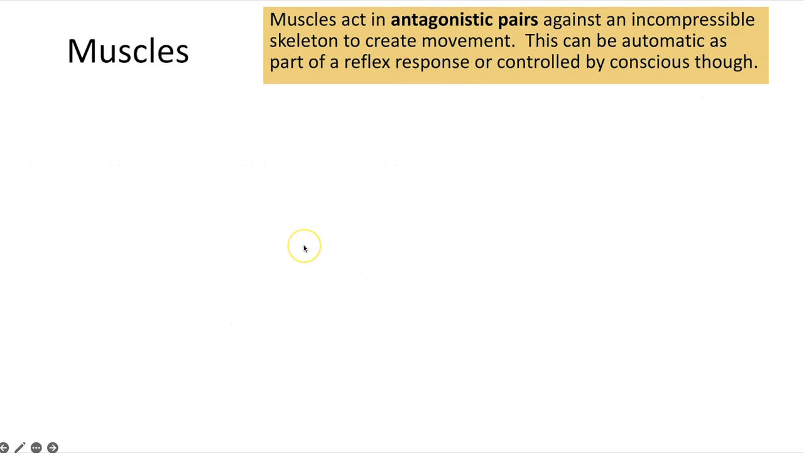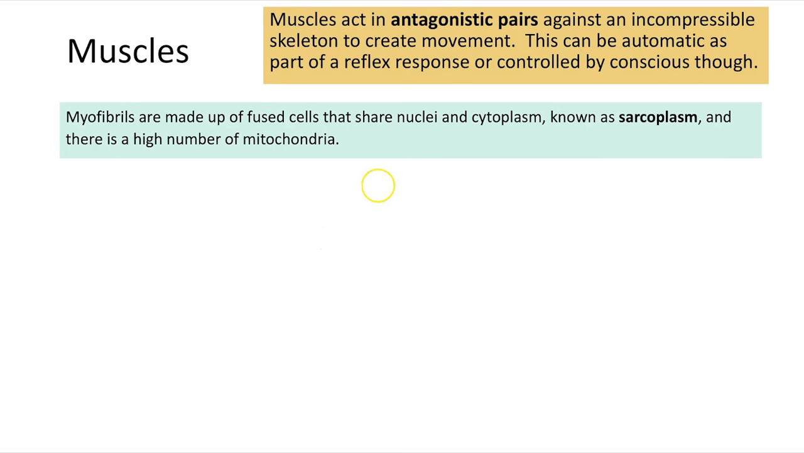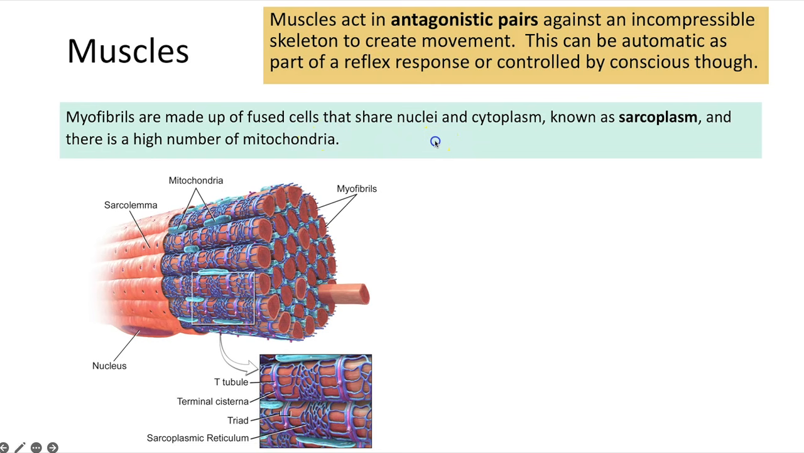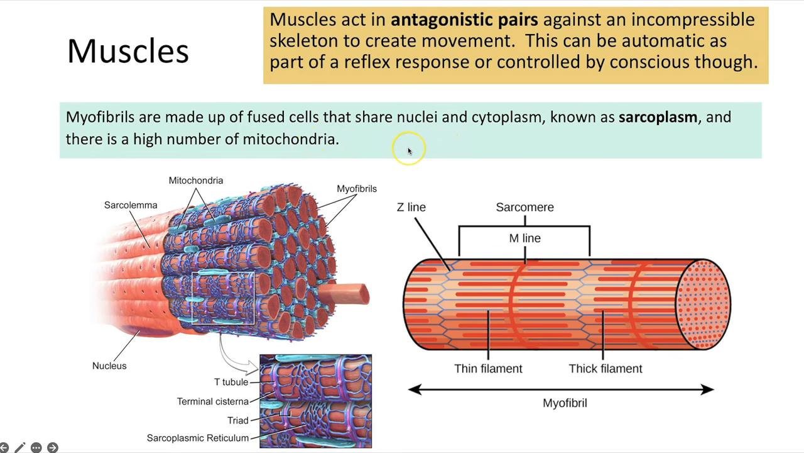So that leads us on to the structure of muscles, and how we get that contraction. So muscles always act in antagonistic pairs, which means one contracts, the other relaxes, and that happens against the skeleton to result in movement of your bones. Myofibrils are made up of fused cells that share nuclei and cytoplasm, which is known as sarcoplasm. And there is also a really high number of mitochondria because for a muscle to contract, you need ATP.